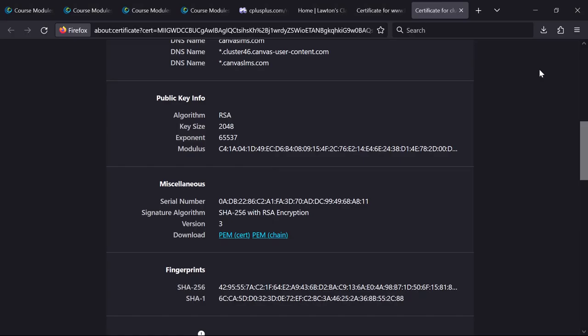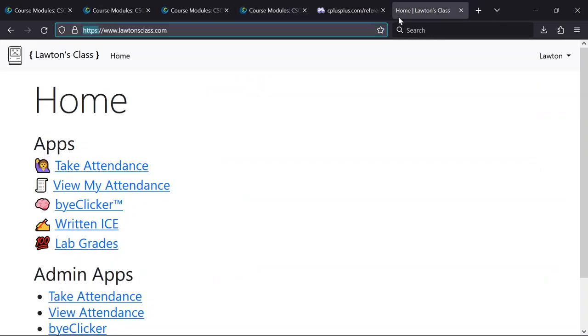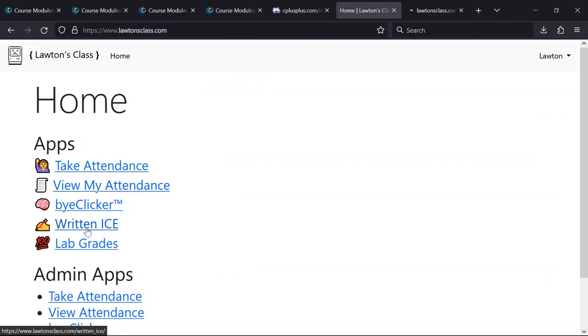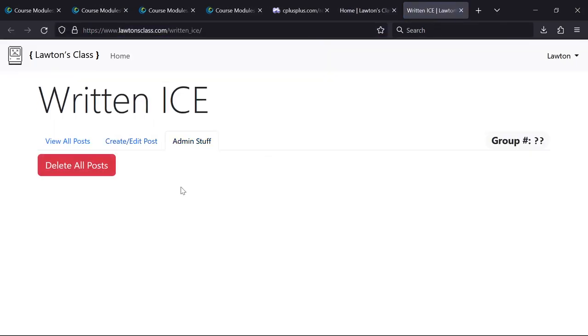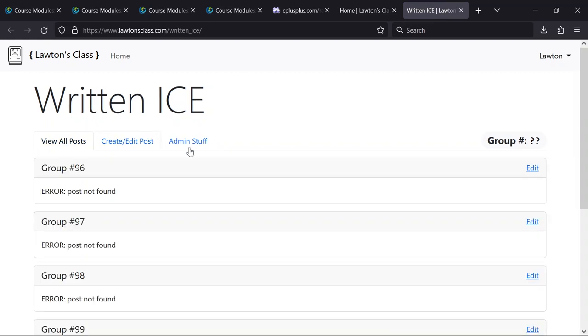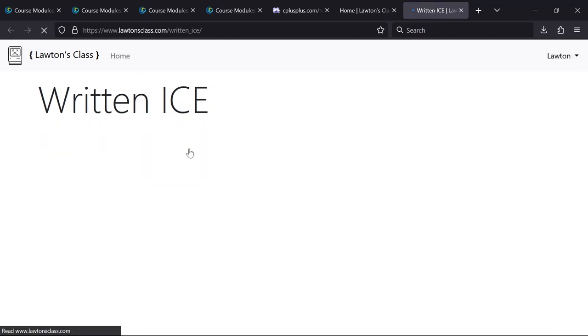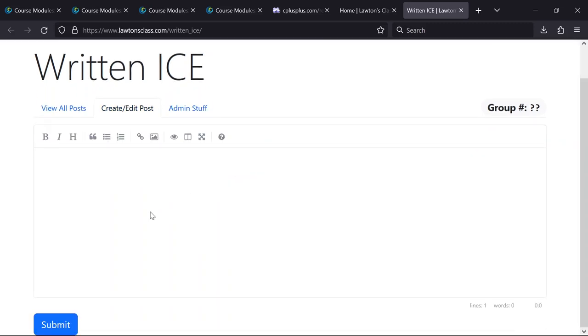I'm going to ask you to get into groups, please, one last time, and please go to the written ICE page. I'll clear it out. I want us to have a little mini debate amongst ourselves. This is going to be based on your group number again. So pick a group leader and then click submit on an empty post, and that'll give you a group number.